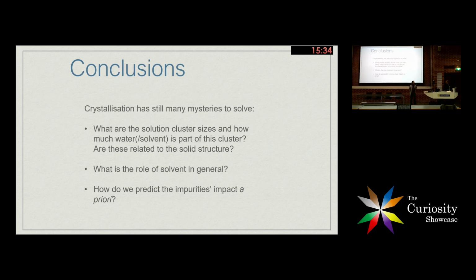There's still lots to learn about crystallisation. In terms of non-classical crystallisation, we have stable solution clusters, and how much solvent is involved with those solution clusters. What you find in solution, does it have any relationship to what you then crystallise? There's conflicting evidence there. Does that depend on whether the crystallisation is happening through a classical or a non-classical mechanism? What's the role of the solvent in general, and how can we predict the impact that the impurities have a priori without having to do experiments?